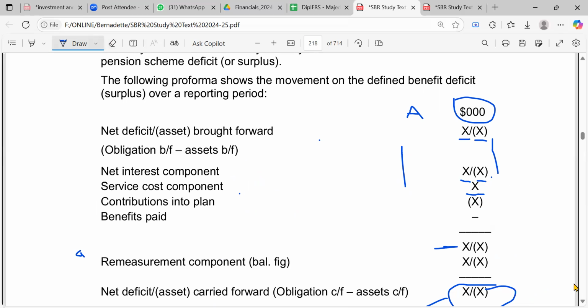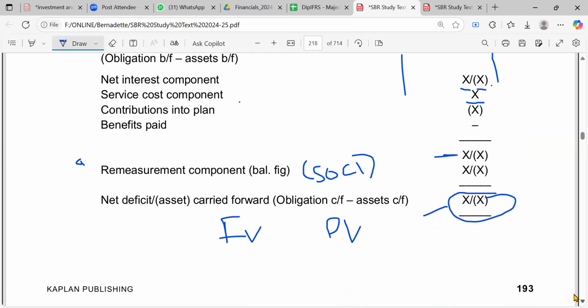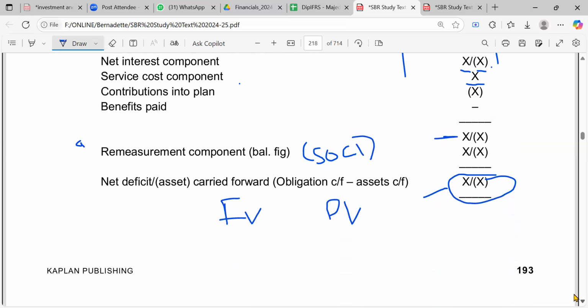Okay, and at last, the remeasurement component usually goes to the statement of comprehensive income. It doesn't go to the statement of profit or loss. It goes to other comprehensive income, just like the revaluation gain under IAS 16 PPE. And at the end, this net figure, of course, is the asset or liability, so it should go to the statement of financial position. So you should know where each line item goes, to which statement.